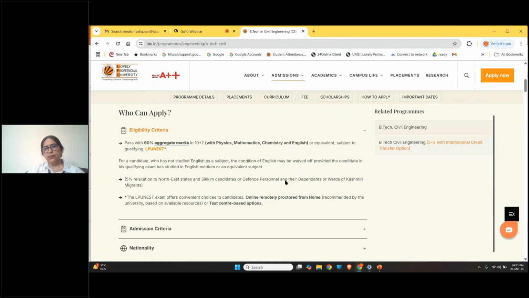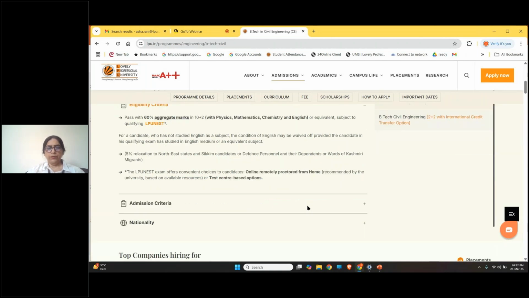This is being conducted in two modes: online, remotely proctored from home. Second, you can also appear in this exam at centers; we have multiple centers all over India. So it's up to you.